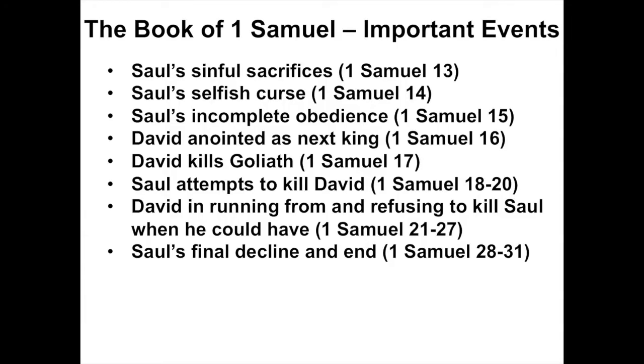Well, Saul then spends several chapters attempting to kill David, 18, 19, and 20. And then David was running from and refusing to kill Saul when he could have over several chapters. 1 Samuel chapters 21 through 27 are basically David trying to escape from King Saul and King Saul coming back and trying to get him. And there were at least two occasions when David had the clear opportunity to kill King Saul, but he refused to do it. He refused to do it because David believed something. He believed that it was God's job to take care of King Saul.